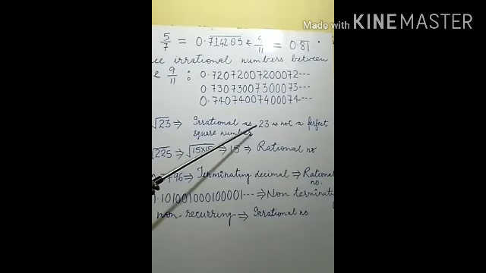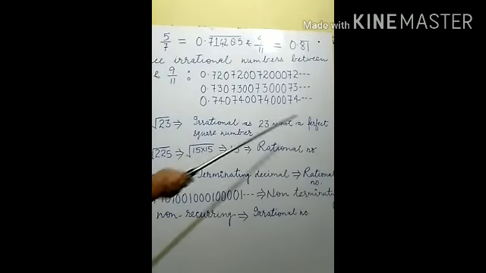Irrational number, as 23 is not a perfect square number. It is not a perfect square. So this square root of 23 is an irrational number. Other reasons can also be given.